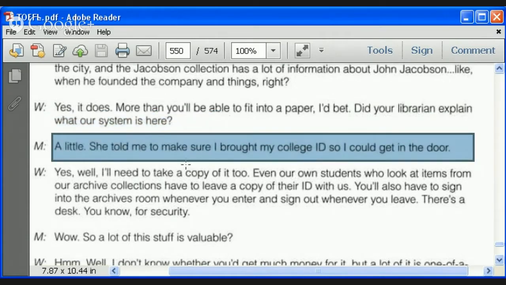A little. She told me to make sure I brought my college ID so I could get in the door.